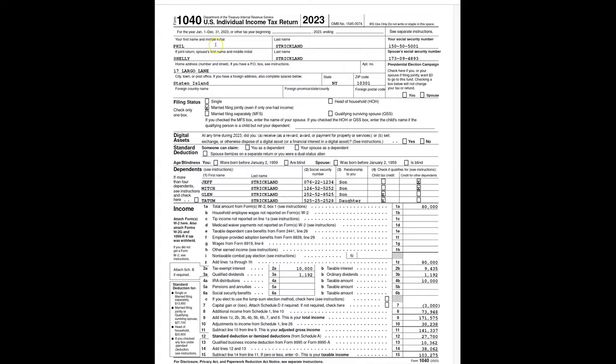Here it is again. It's issued to him by his employer, Health Net Temps. It's got his name and his social security number on it. And then the wages are on box 1, and we bring that over to line 1 of the 1040. And while Phil Strickland received a W-2 from his employer, Shelley Strickland does not receive a W-2.